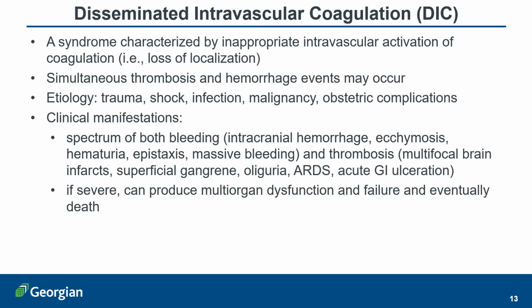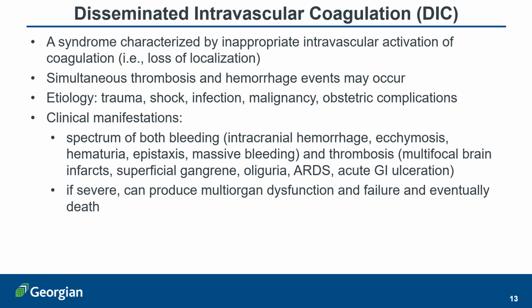Moving along to another bleeding disorder, this time DIC or disseminated intravascular coagulation. DIC is a syndrome characterized by inappropriate intravascular activation of the coagulation cascade. In other words, yes, the coagulation cascade should be initiated when there is some sort of trauma or damage to the blood vessels, but in this case, it's the inappropriate activation of the entire coagulation cascade. As a result, thrombosis occurs, but the fact that multiple microthrombi are formed throughout the body can pose a problem.